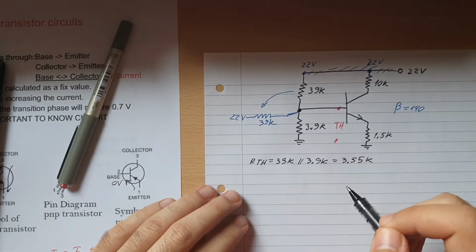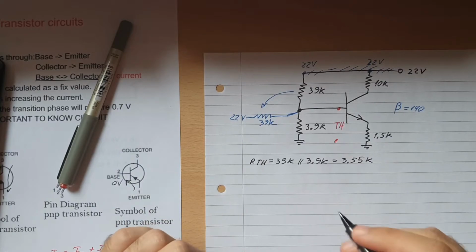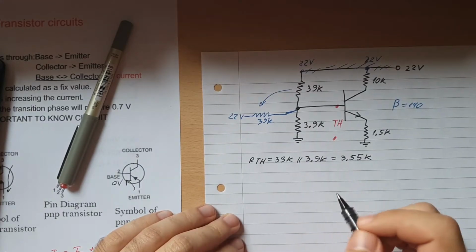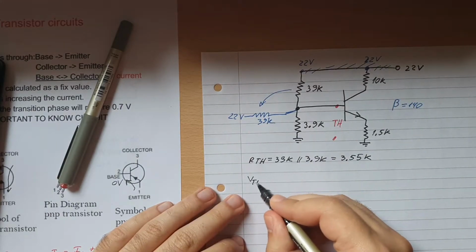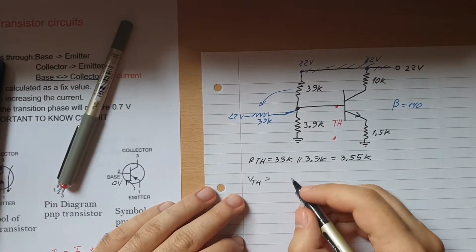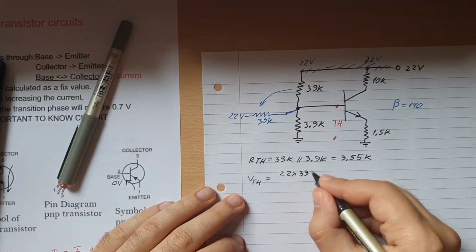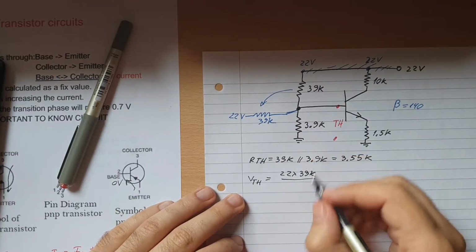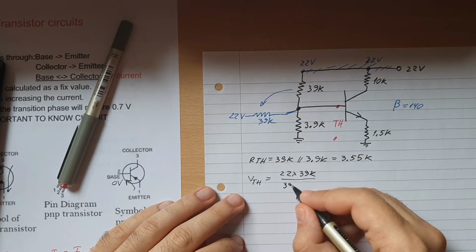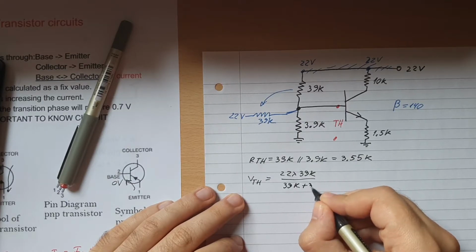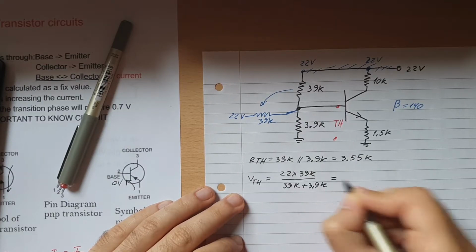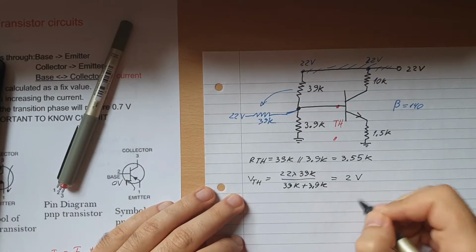The next step is to find the voltage VTH, the voltage drop around here. That will be VTH equal to 22 times 3.9k divided by 39k plus 3.9k, and that's a flat 2 volts.